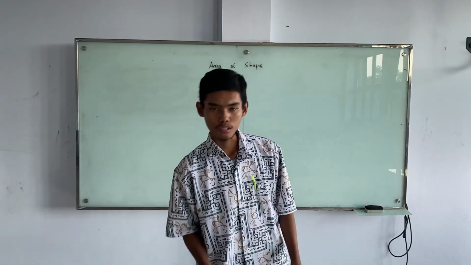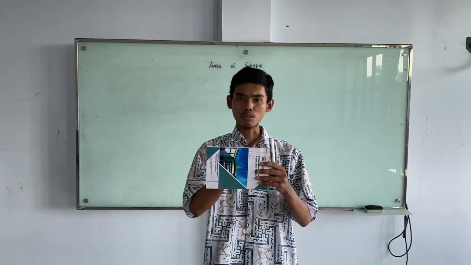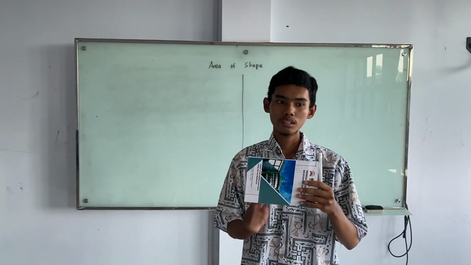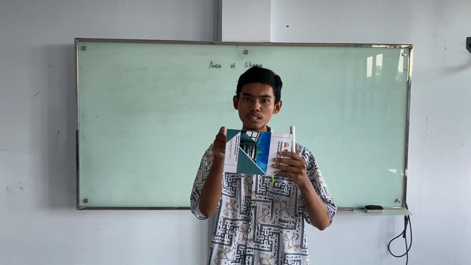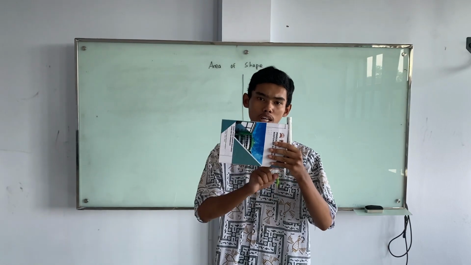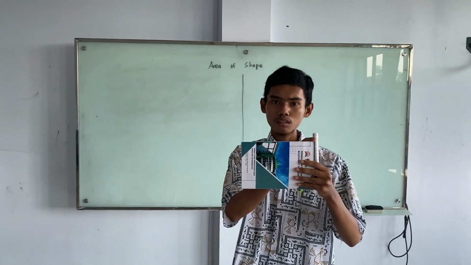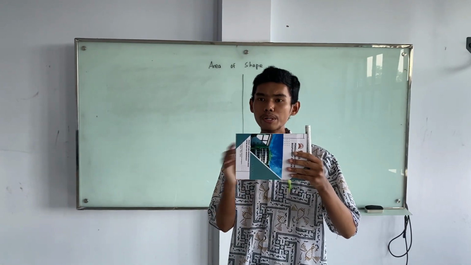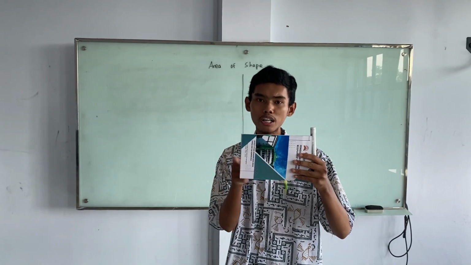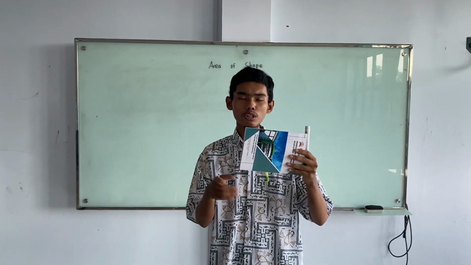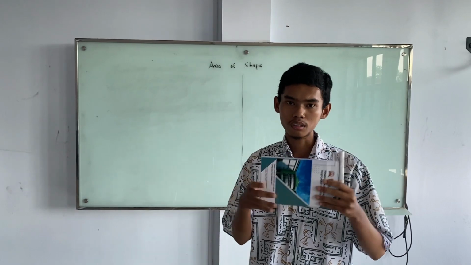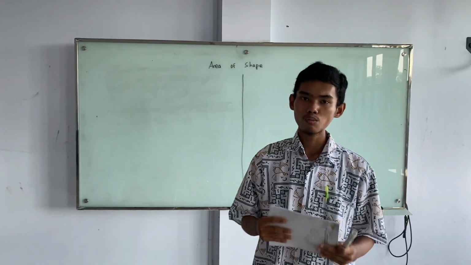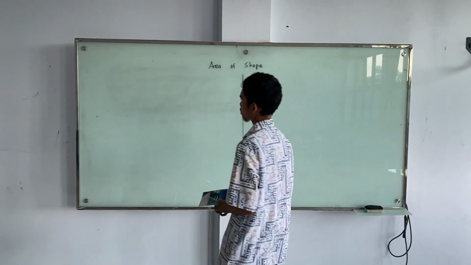For example, there is a book. This book has 4 sides: first side, second side, third side, and fourth side. Two opposite sides are congruent and parallel, and 2 adjacent sides are perpendicular, making a 90-degree angle. And that's why we call it a rectangle.